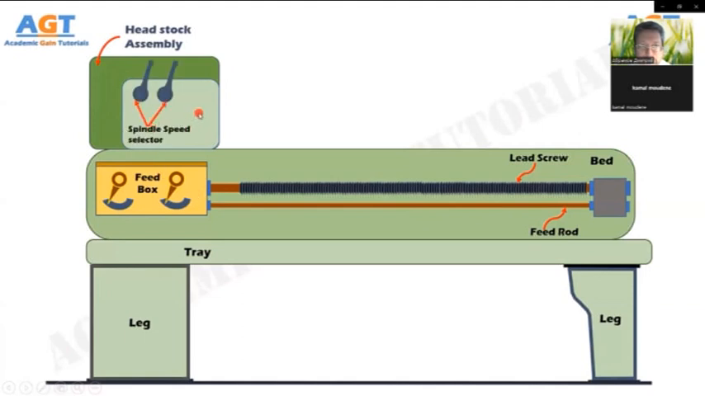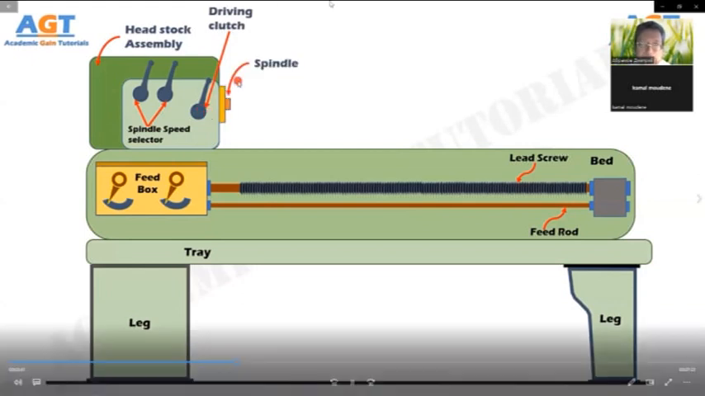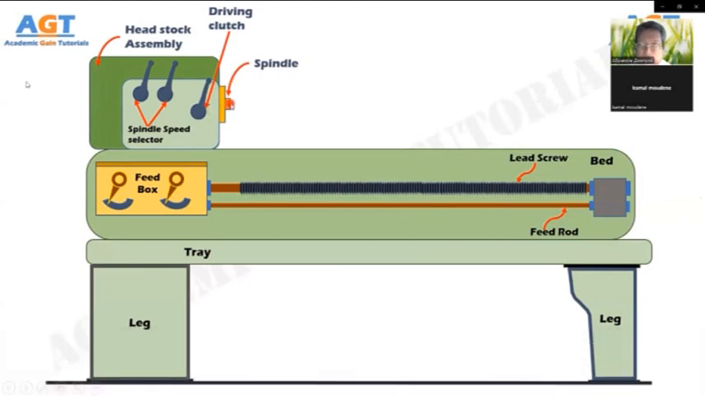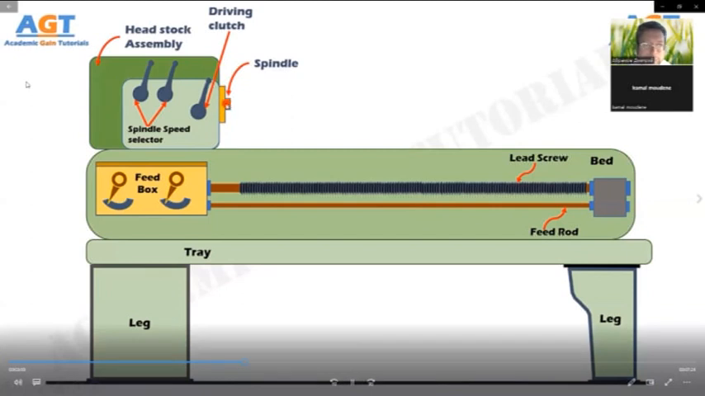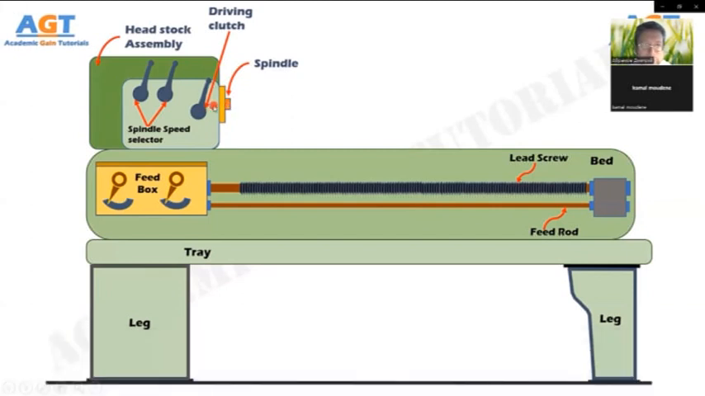And here, we have a lever called the driving clutch, which is used to engage and disengage the spindle from the gear mechanism inside the headstock. In other words, it engages and disengages the motion. At the starting of the lathe, this driving clutch keeps the motion disengaged from the spindle, and then when we need, we can use this clutch to engage the spindle with gears for motion, and the spindle starts rotating.